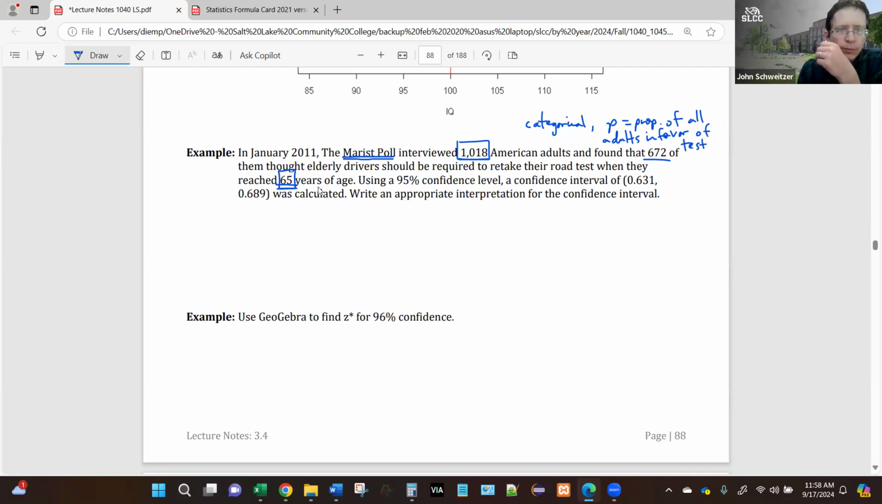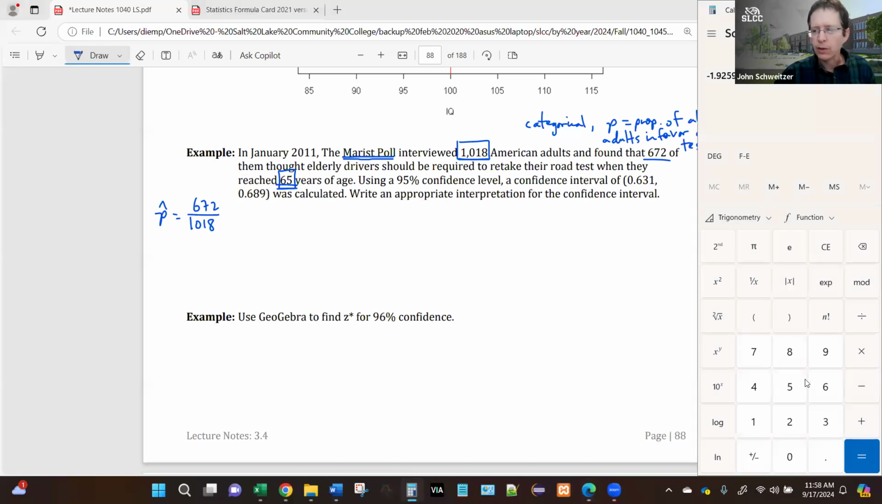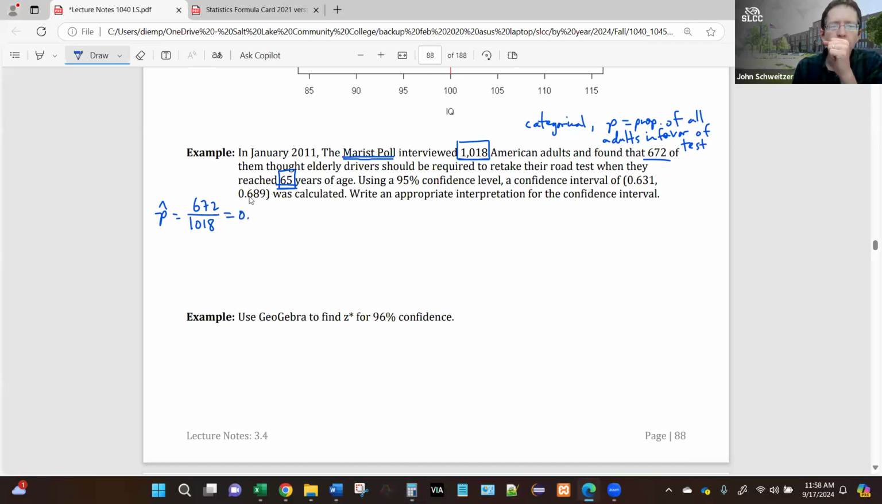All right. So we're going to do the inference using p hat, right? That's our sample. We need a sample before we can make a decision. So the sample size is 1,018. The number of successes is 672. Okay, so if we do that, the calculation here is 672 divided by 1,018. We get about 66% of people saying that they are in favor of that policy.